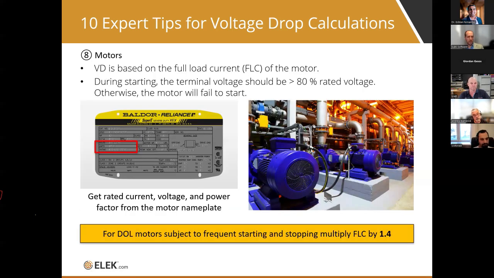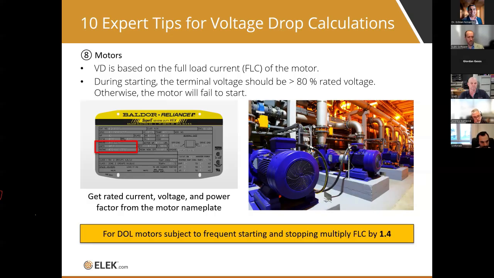Motor circuits. Obviously we're running cables to motor circuits. The voltage drop should be based on the full load current of the motor, and we need to avoid a terminal voltage, especially during startup, of something less than 80% of the rated voltage of the motor. Otherwise, the motor may fail to start.